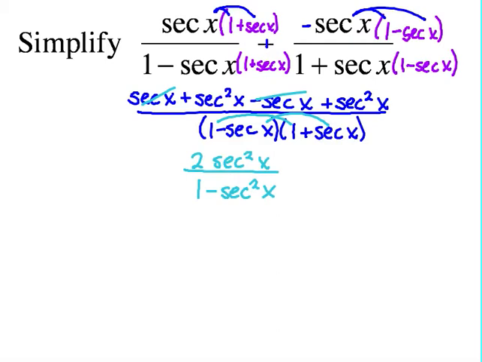I see that I could turn everything to sine and cosine, but that could be kind of a pain because in the denominator here, that would be 1 over cosine squared. We'd have a fraction and a fraction, kind of a mess. So I also see that I have 1 minus secant squared.